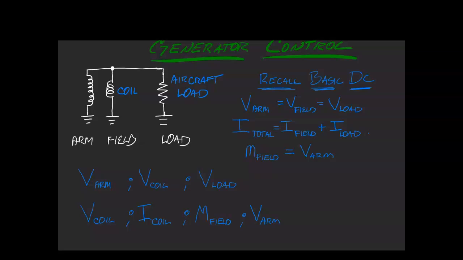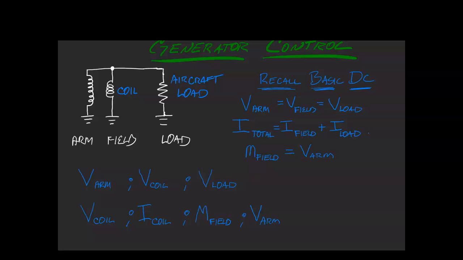These principles apply to everything from the smallest airplane, like a little Cessna 140, all the way up to large modern transport category airplanes. In this example though, we're just going to focus on typical generator control of small airplanes like a Cessna 150 or 172, something like that. So let's get to it.